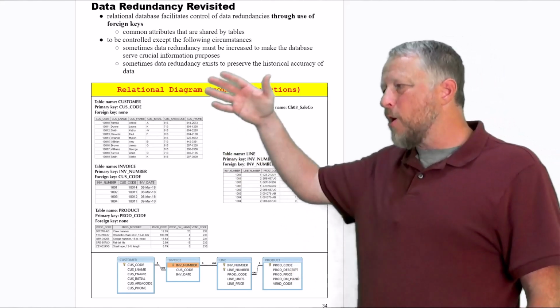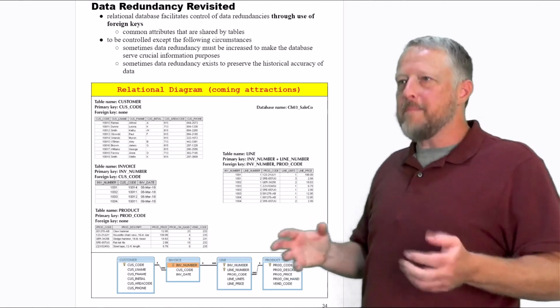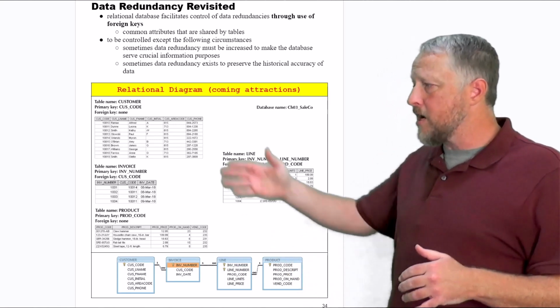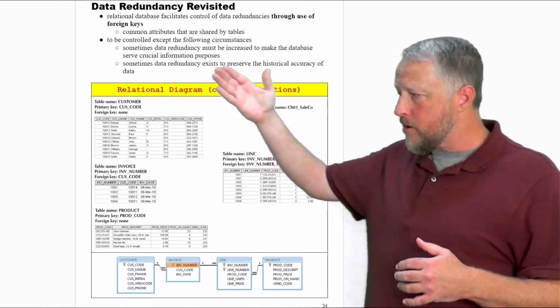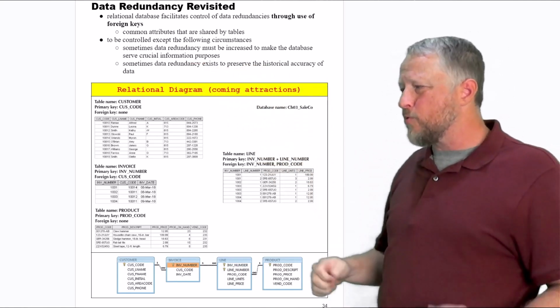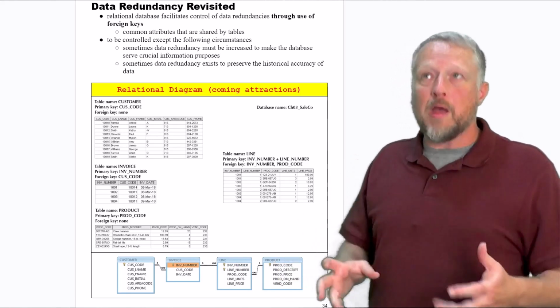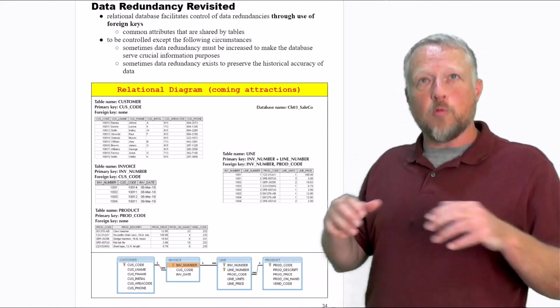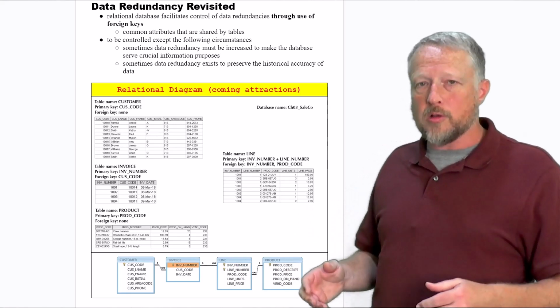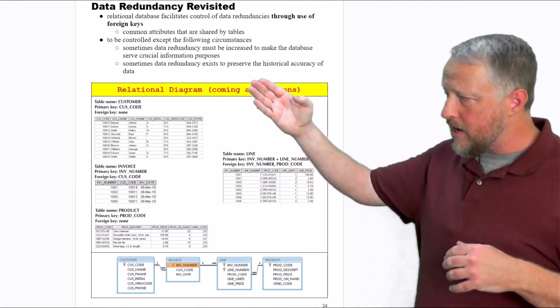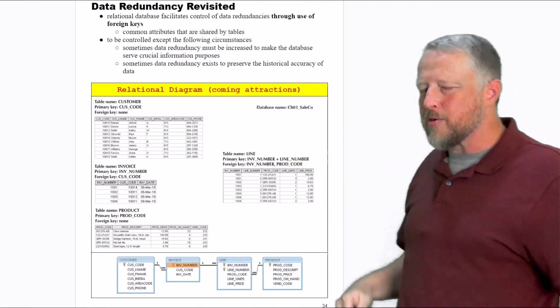But then it goes over how there might be some leeway when it comes to redundancy because of two things. Sometimes data redundancy must be increased to make the database serve crucial information purposes. I don't remember an example of that per se, but maybe we'll get to it as we get further along in this class and something will trigger my memory. And then sometimes data redundancy exists to preserve the historical accuracy of data.